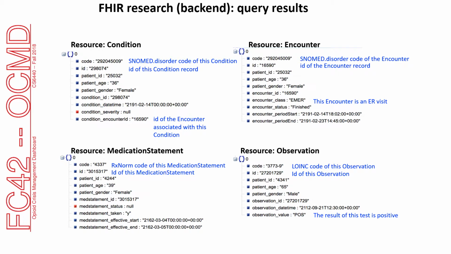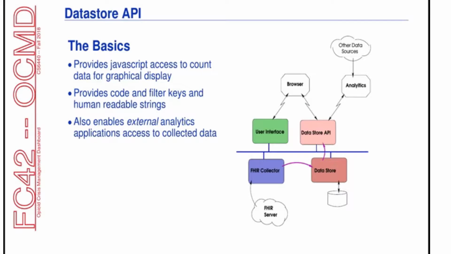All right, the basic function of the Data Store API is to provide counts to the JavaScript that's running in the browser. It also provides code and filter keys and human-readable strings for the browser to present. One of the side effects of the API is that an analytics program can be used to query our data, and we know the Georgia State folks are gathering data from other sources and using other programs, so this will be a benefit to them.